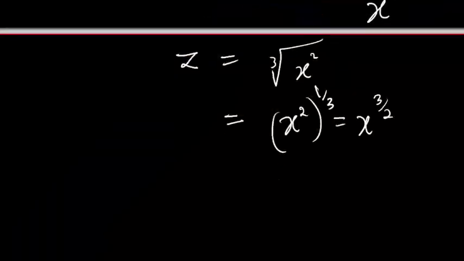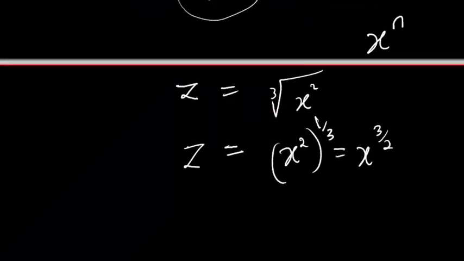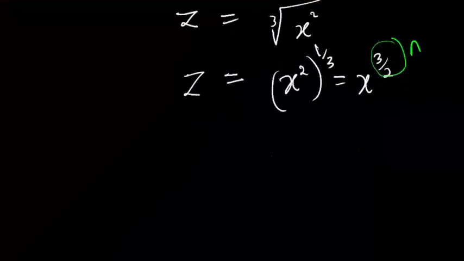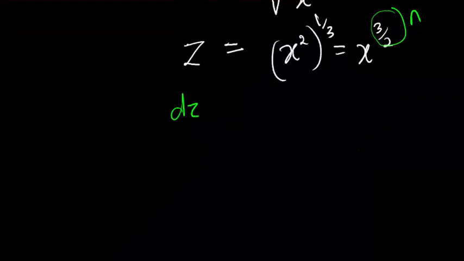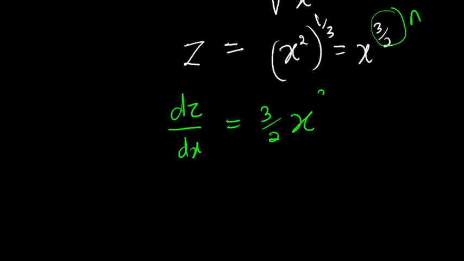Now, since we have x raised to power 2/3, we have what looks like our standard. From the standard, this is n. So we can see dz/dx is now 2/3, which is our n, coming down: 2/3 x raised to power 2/3 minus 1.